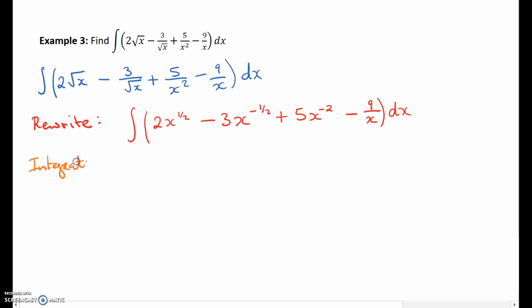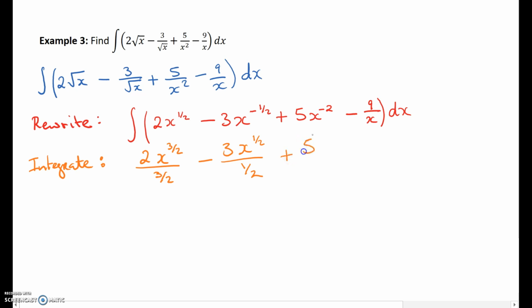So after we integrate, what we're going to do is we're going to have 2, then increase the power by 1. So x to the power of 1/2, increase that power by 1 will be 3 over 2, divided by 3 over 2. Minus 3, increase the power on that. Minus 1/2 plus 1 is plus 1/2, and divide by the new power, 1/2.